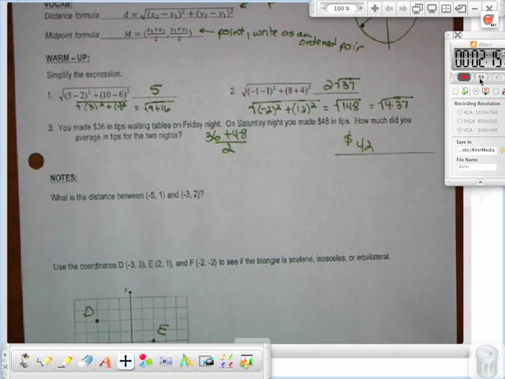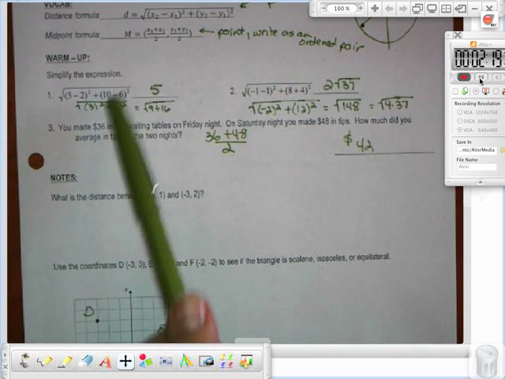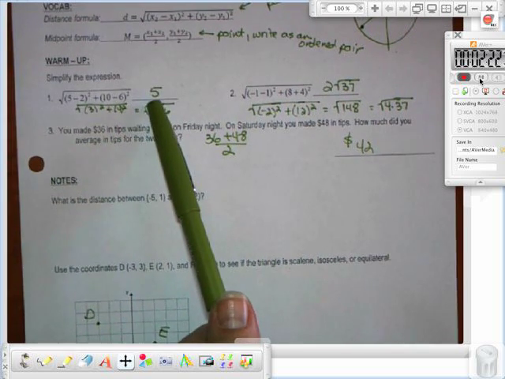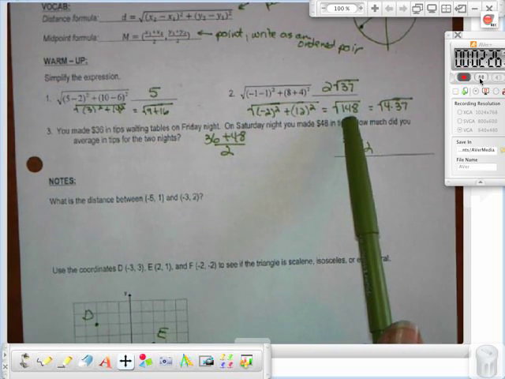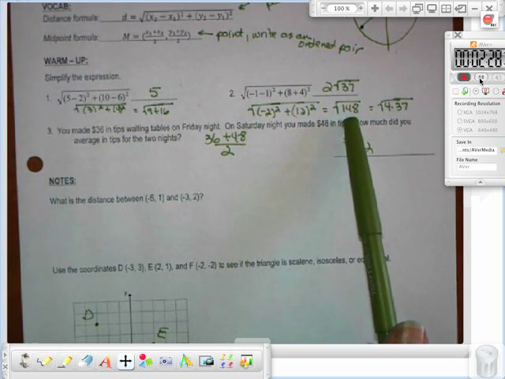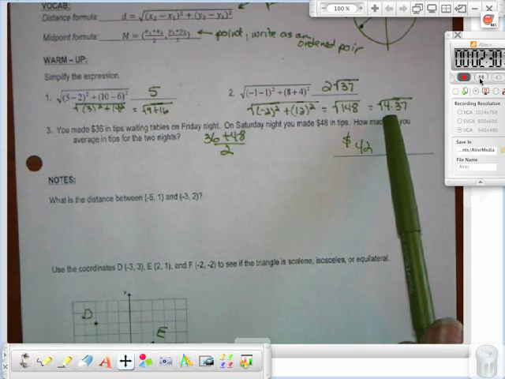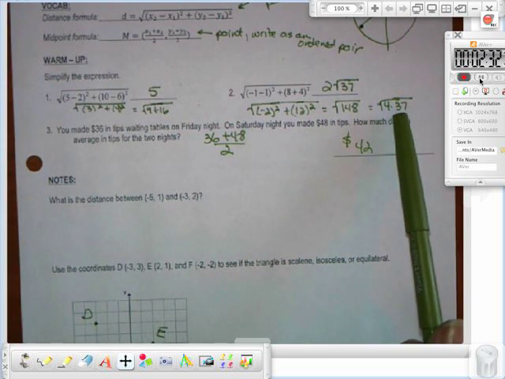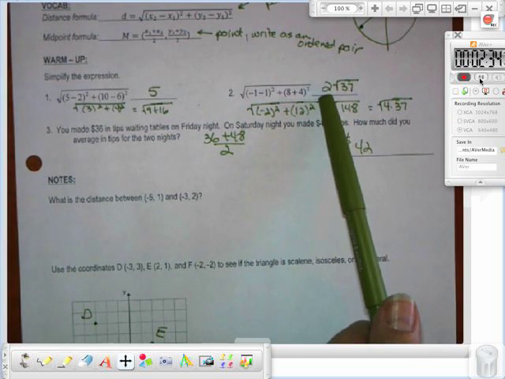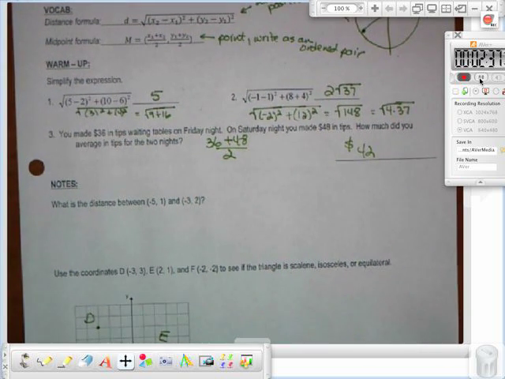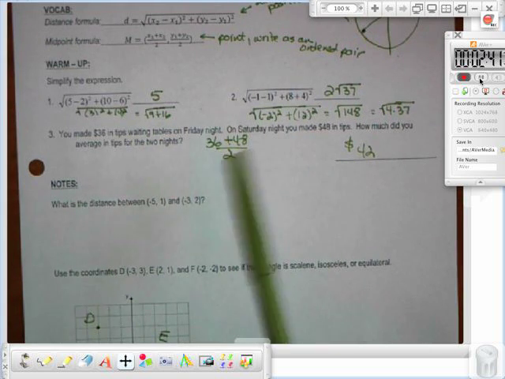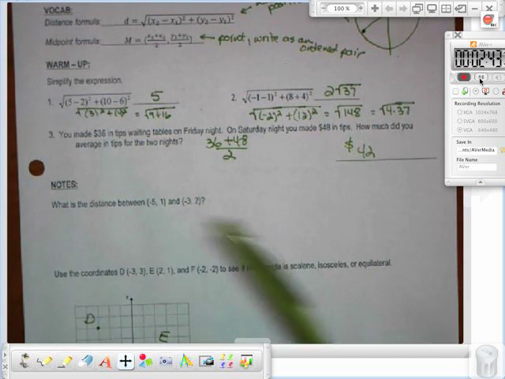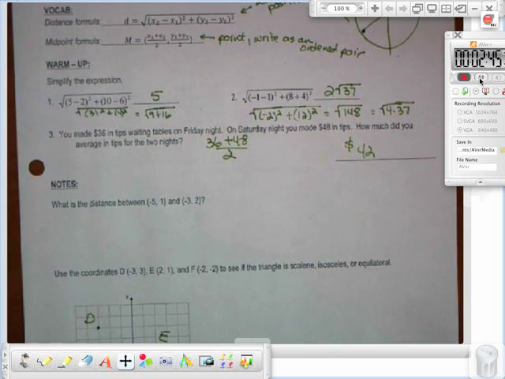Okay, so go ahead and take a look and see how you did on the warm-up. You're just plugging and chugging the numbers here, and you're going to get 5. Here it comes out to this big number, but if you play a little bit with the perfect square list, you'll find out that 148 can be divided by 4. 4 times 37. You can take the square root of 4, which is 2. 2 times the square root of 37. And here, all you do to find average is just add together and divide by how many there were. So there was 2. So your answer should be $42.